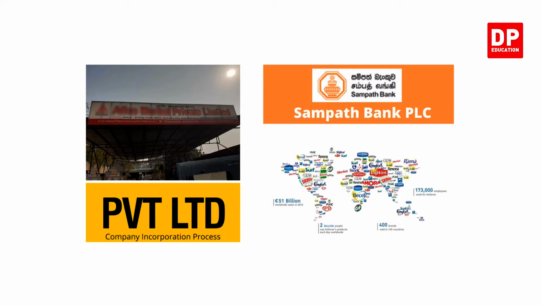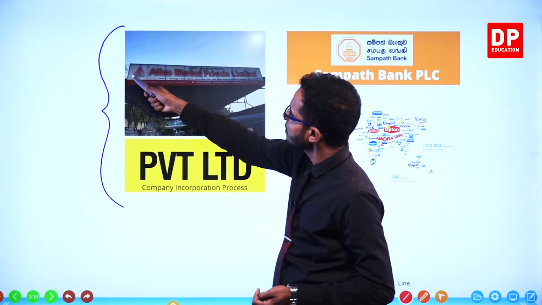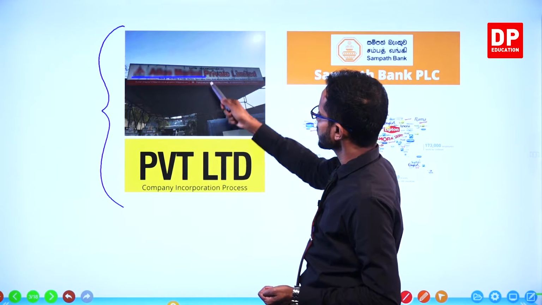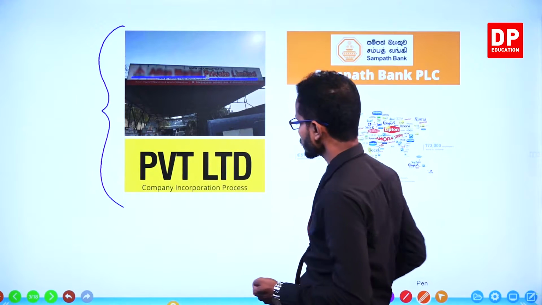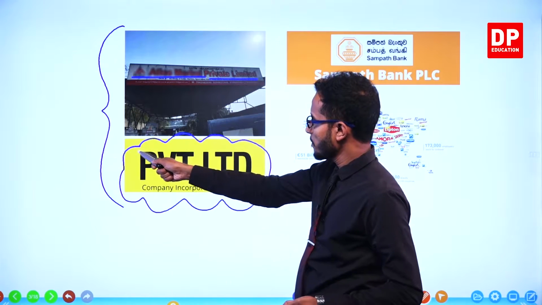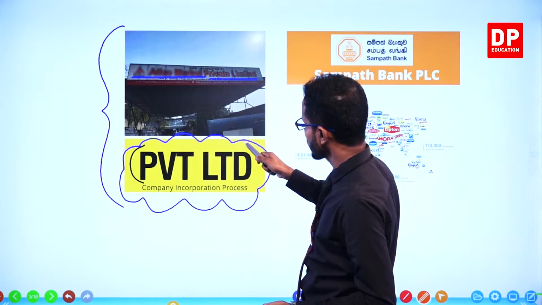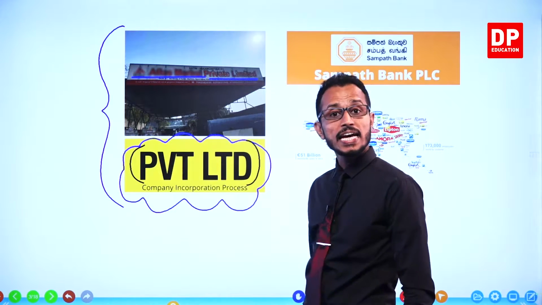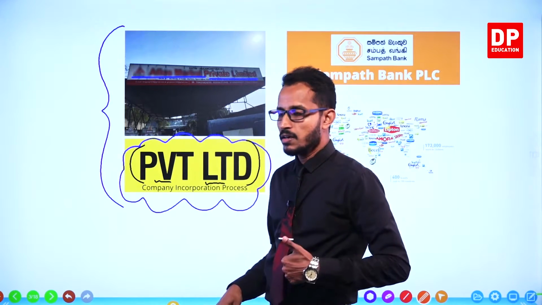Just for your memory, I have included pictures or images of some private limited companies. This name is blurred a little bit. It doesn't matter. It's a company and it's a private limited company, right? See, children, private limited companies have this way of showing that they are private limited. PVT LTD, that is the short form of private limited. Okay, simple things.